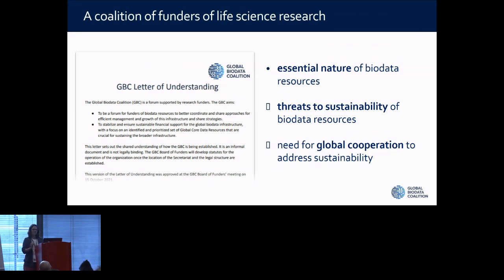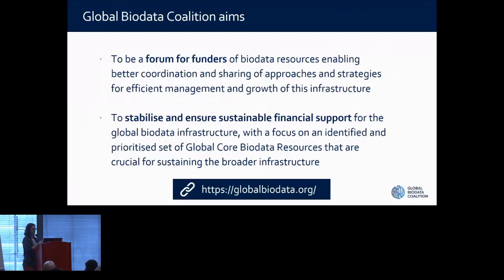So Guy Cochran, who I'm not sure is in the room right now, but is our executive director, will be giving a talk on Wednesday at the HFSP symposium, I think, which will include more on the Global Biodata Coalition. But just a few more words because it gives some important context for this talk. So this is a forum for funders specifically to bring them together to look at how to manage the growth and share strategies for this infrastructure as it continues to grow, and in particular to ensure the sustainability of the financial support for the core resources.